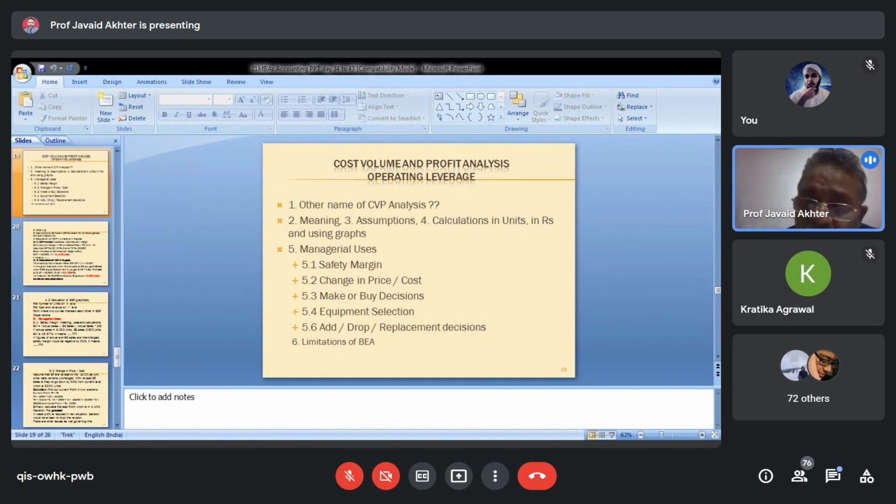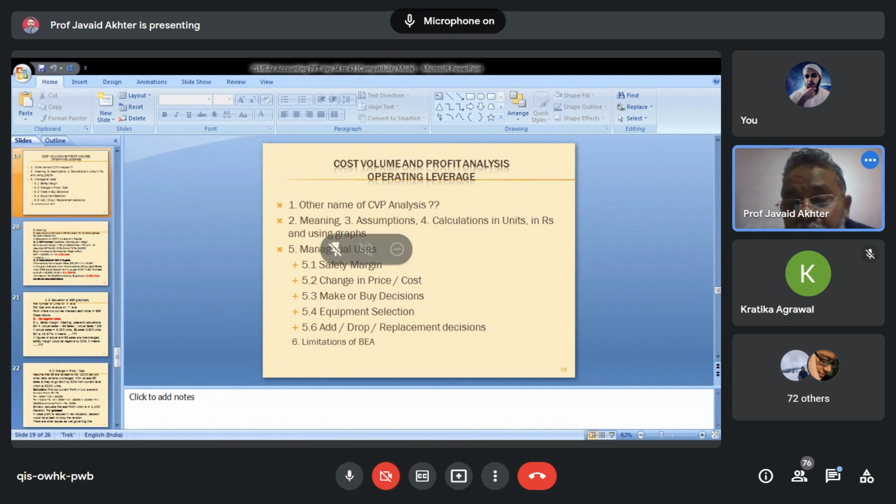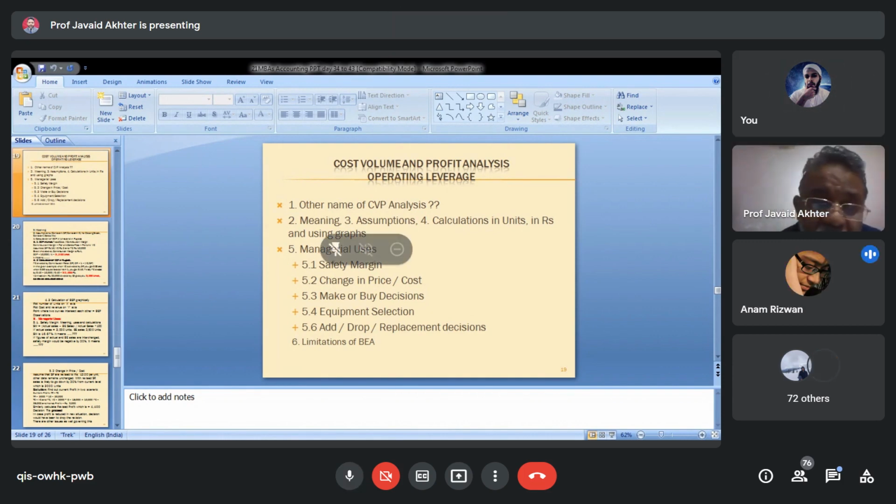is 0. The third, where the firm has recovered its total cost. Fourth, where profit is at least 10% of cost. So which one will be incorrect? Sir, D will be incorrect.